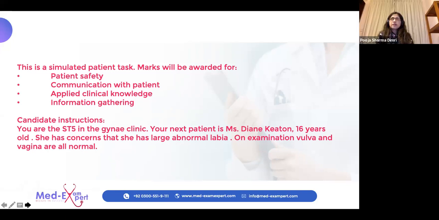So, doctor, I have this very embarrassing problem, you know. I read about it. It's the external part of my vagina. I know it's called a labia. I think it's very large and I think it's not normal. I feel I require a surgery. So I had gone to the GP and he said that you're going to help me with that.